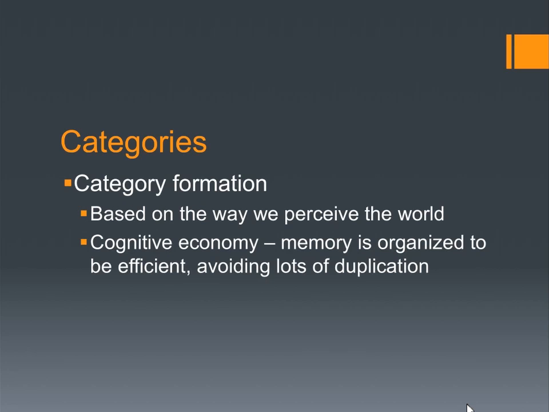The way we form categories as children is based on the way we perceive the world. This gets into some linguistic determinism, that language determines thought. It might not determine thought, but it certainly might determine categories. So our environment and the way that we structure words might influence our category formation, but we do tend to have cognitive economy. We like things to be simple, so we try to organize them as efficiently as possible, and so things are linked together, not stored separately.